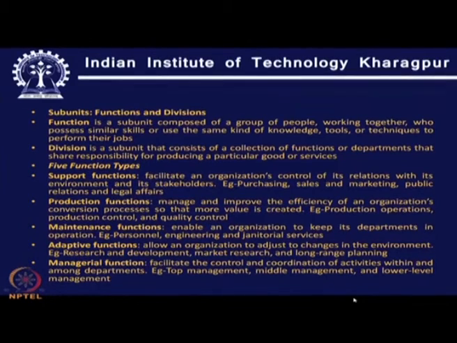Managerial function is to facilitate the control and coordination of activities within and among departments, top management, middle management and lower management. These are the 5 function types when we are talking of differentiation.